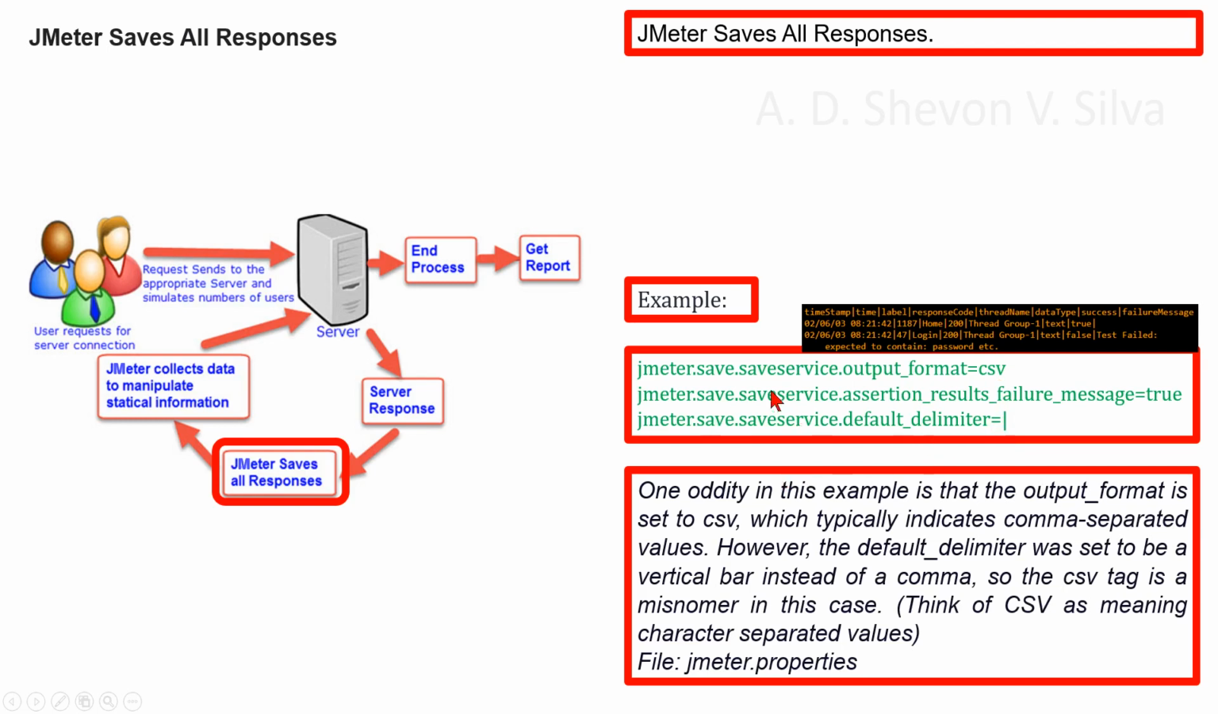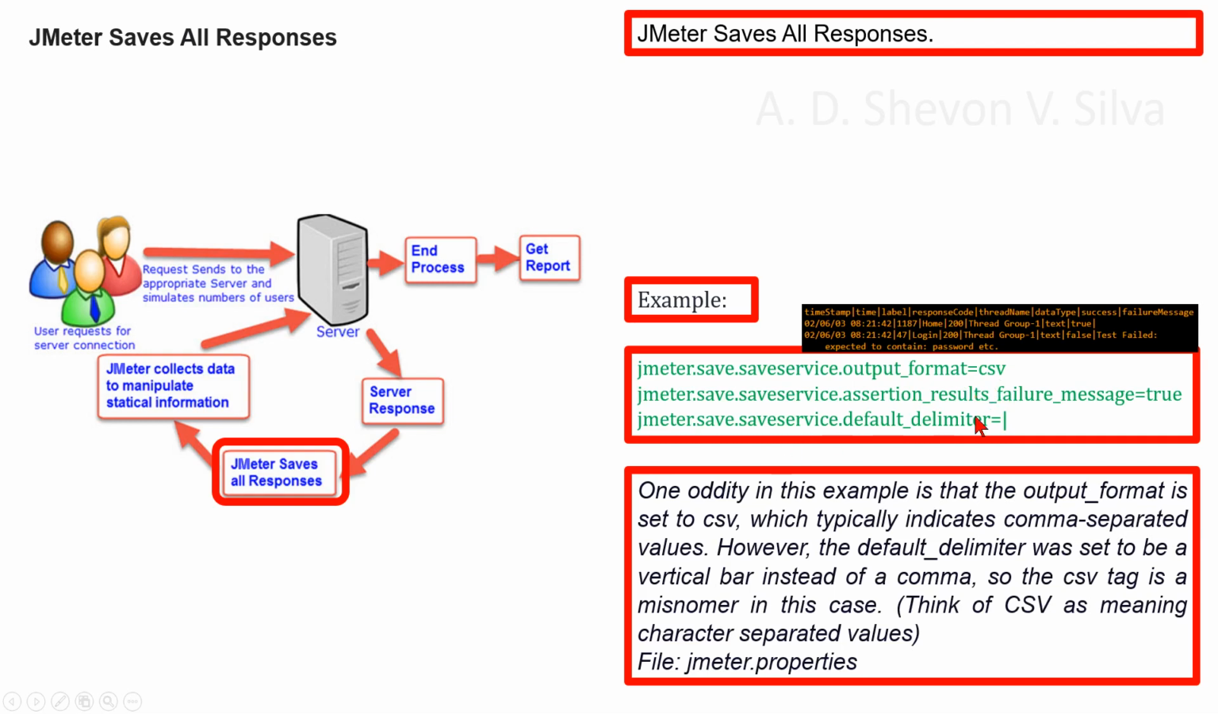Here, jmeter.save.saveservice.output_format. This section helps to determine how results will be saved. The commented out values are the defaults. Legitimate values: XML, CSV, DB. Only XML and CSV are currently supported, default to CSV.